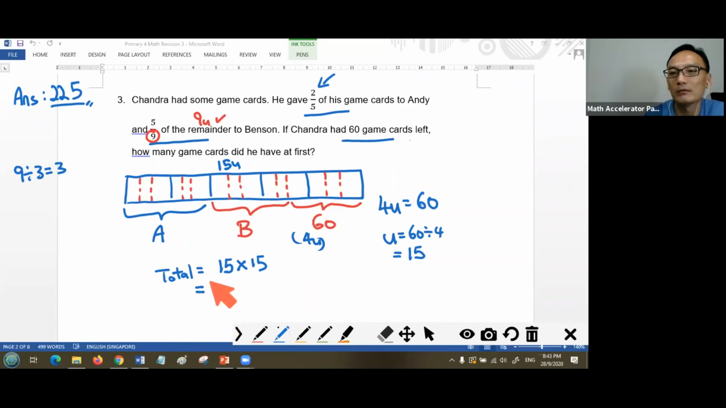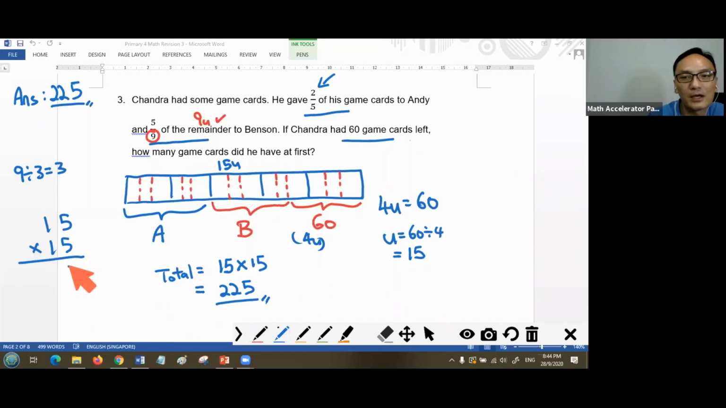Okay, show me. Can you do it? Right, very good. Okay, it looks like you're not bad with your multiplication, right? So you will get 225. So for some of you who might have made a mistake with 15 multiplied by 15, I'm sure you know how to do it.